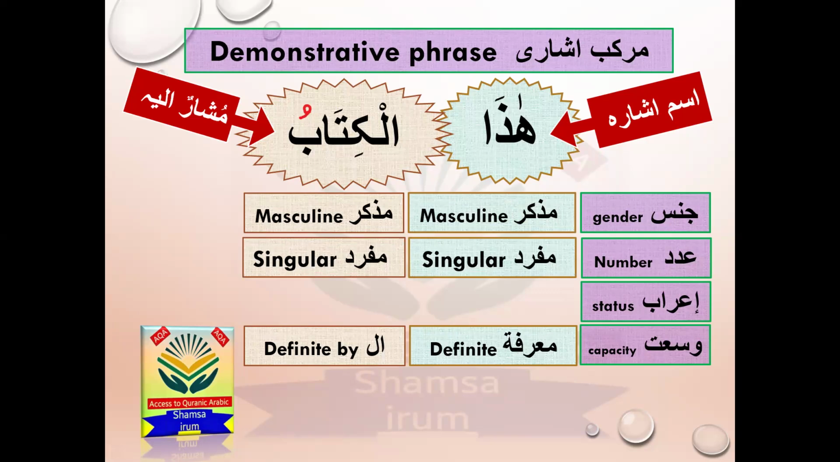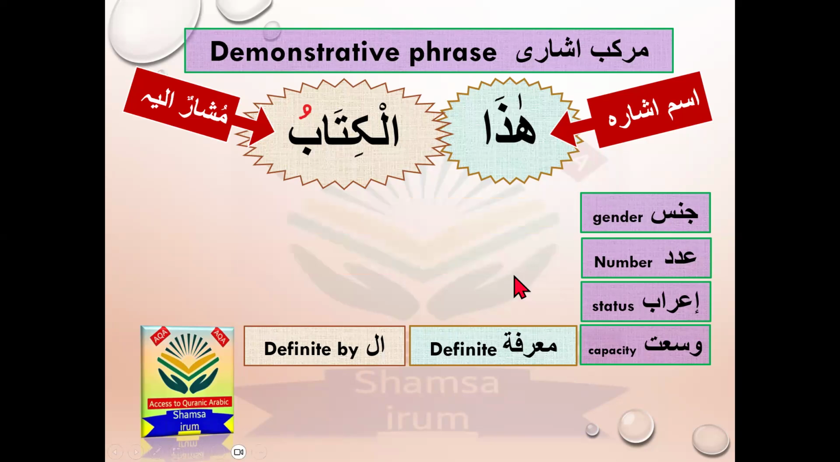Same like murakkab tawsifi. And one thing which I should go back to: why didn't I put the animation in the wasat? Why did I write it already there, where you can see marifa and definite by al? Because I told you that there is no chance for it to be nakira. It is always marifa. That's why I already wrote it here. I didn't put the animation over there, because haza is always marifa. It can never be indefinite. And musharun ilay must be definite by al. So that's why I didn't put the animation over there.